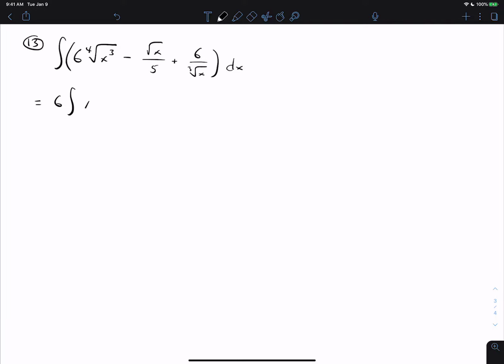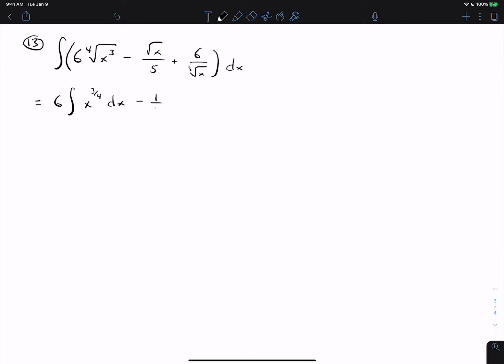We pull the 6 out of the first one and rewrite that as x to the 3 over 4. So if we remember from algebra, the index of the radical becomes the denominator of the fractional power, and the power inside becomes the numerator of the fractional power. So the 3 is on top, 4 is on bottom. If that were in the bottom of a fraction, you would then rewrite it as x to the negative 3/4.